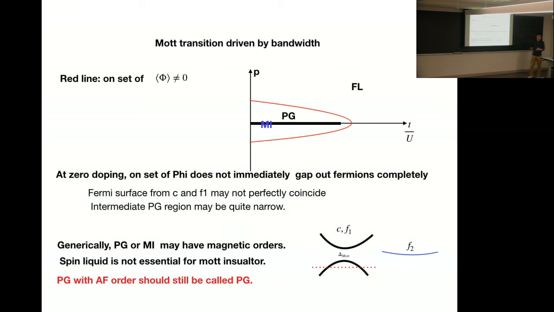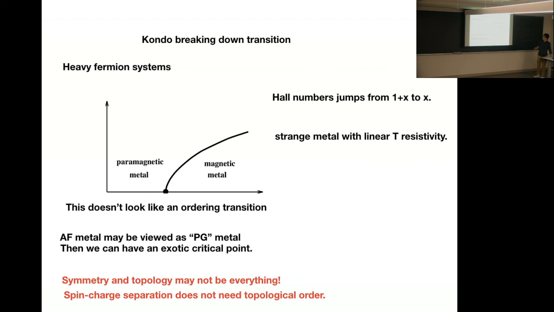But we believe, in the tracking lattice, we have almost continuous rotation symmetry. But we believe this region may be very, very narrow, which means if you go to finite temperature, you may only see one point. Let me go to this slide, on the Kondo breakdown condition.